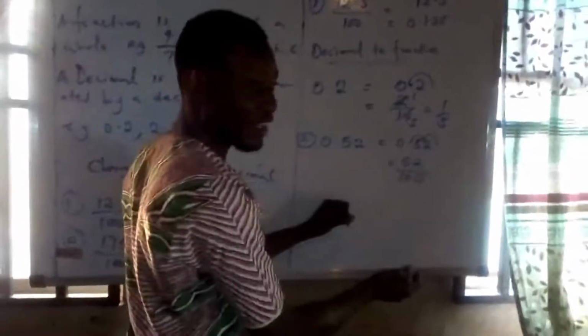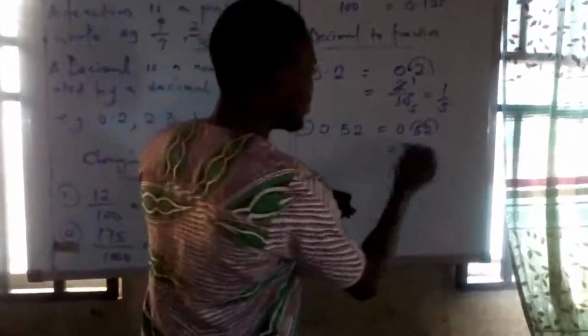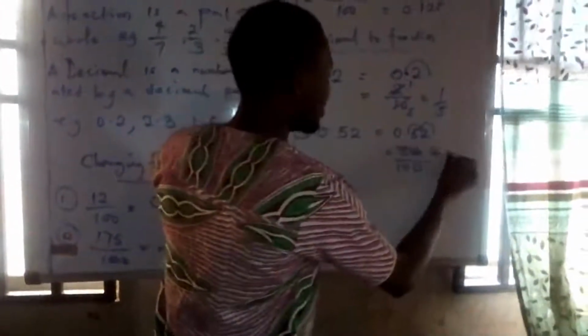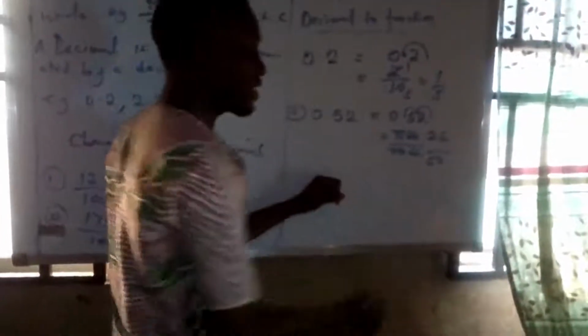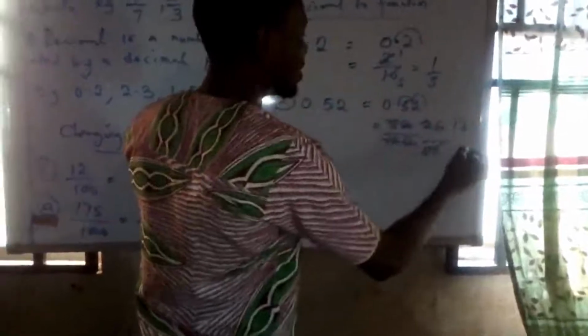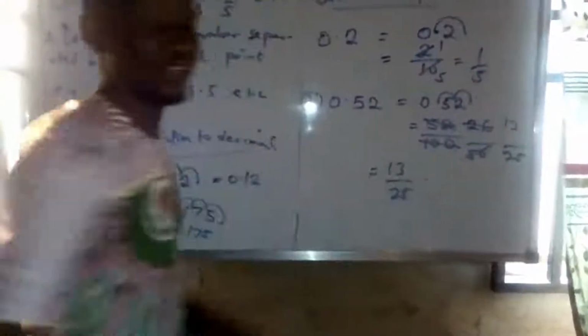Then we can still divide here, because 2 can go into both of them. So 2 here is 26, then 2 here is 50. 2 can still go again. 2 here is 13, and 2 here is 25. So our answer is 13 over 25 as our fraction.